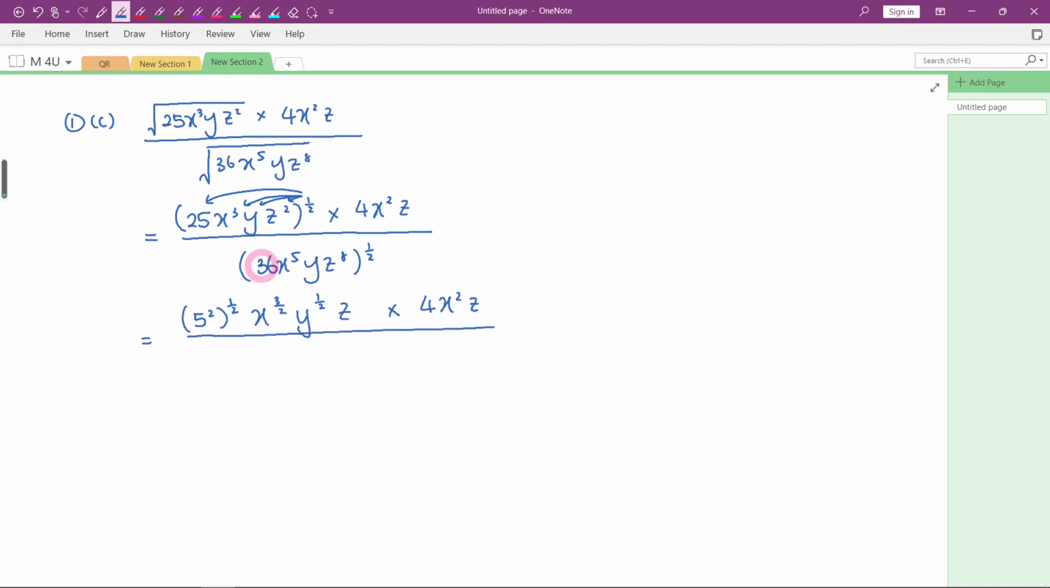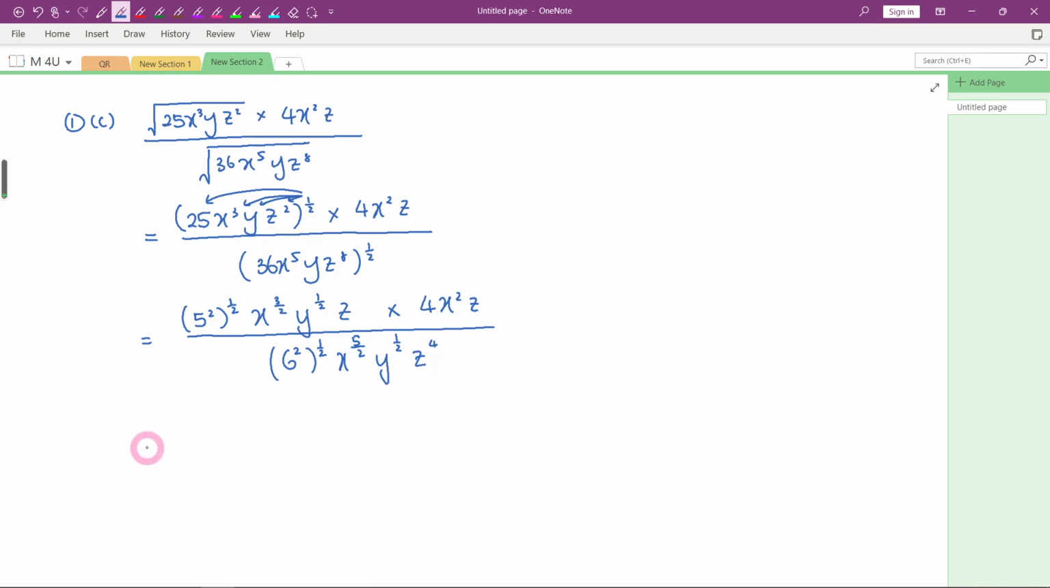Same thing here, 36, I changed the way of writing 36. I changed it to 6 squared. It's the same thing. 6 squared and 36, they are the same value, raised to the power of 1 over 2. This is x, 5 times 1 over 2, 5 over 2. 1 times 1 over 2, 1 over 2. 8 times 1 over 2, you get 4.